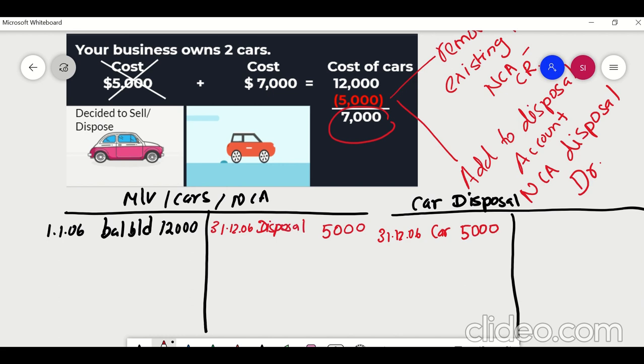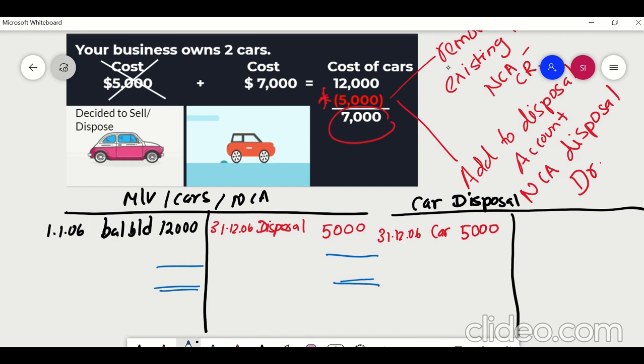So see here, you can find a mathematical calculation. 12,000 was the total cost at the beginning of the year. At the end of the year, you're selling 5,000 worth of it. Therefore, the remaining amount of the cars in the business at the end of 31st 12/2006 should be 7,000. So how are we going to show this calculation in accounting?